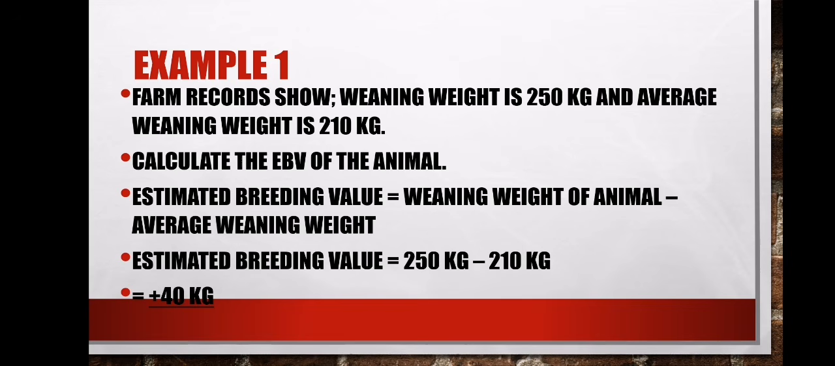So the first thing that we were able to master here was which formula they were requesting, and we chose formula number 1, which says EBV is equal to winning weight of animal minus average winning weight. We substituted, we punched our calculator, we got our answer. This is what you must understand. Mostly, when they give you such questions, they will also expect you to talk about implication. What does the figure that you got imply?